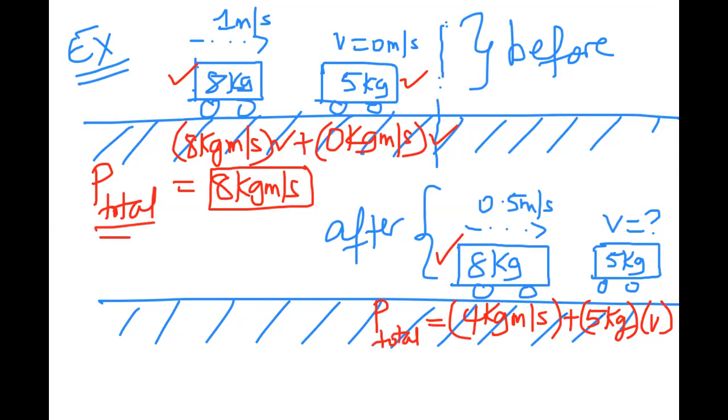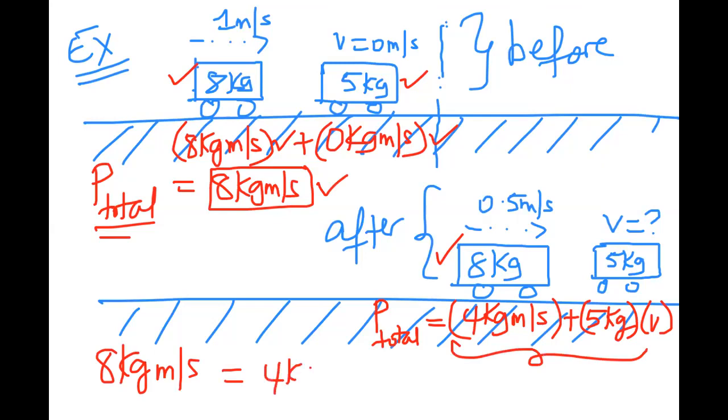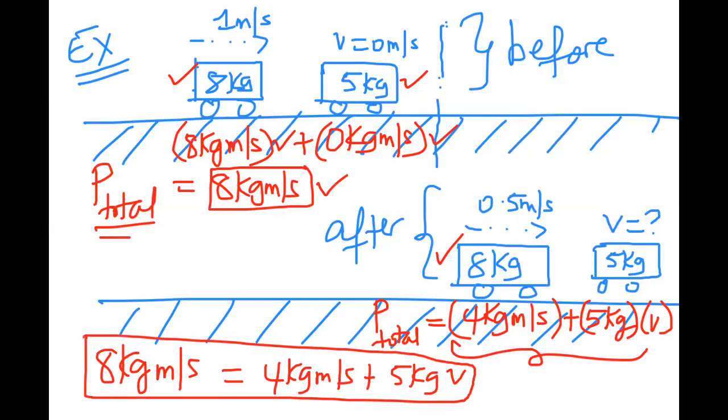So according to the principle of conservation of momentum, the 8 kilogram meters per second must be equal to this entire thing, which is 4 kilogram meters per second plus 5 kilograms times V. All right. Then this equation I'm writing because of the conservation of momentum. I'm justified to do that. Now, if you can solve this equation, you can get the value of V. So let's try to solve the equation on the next page.